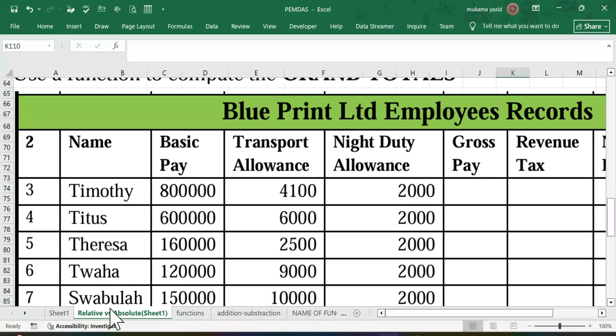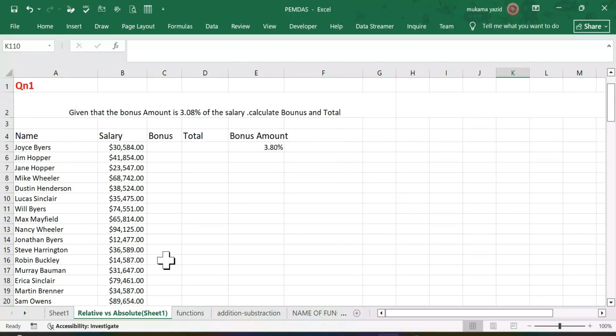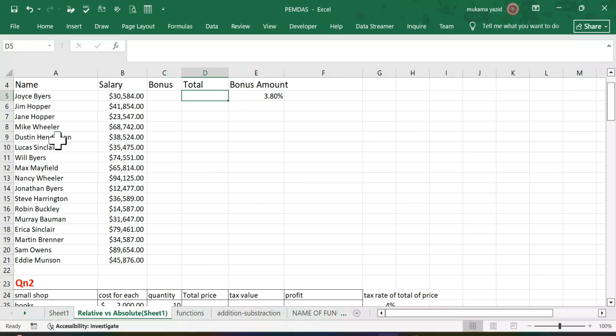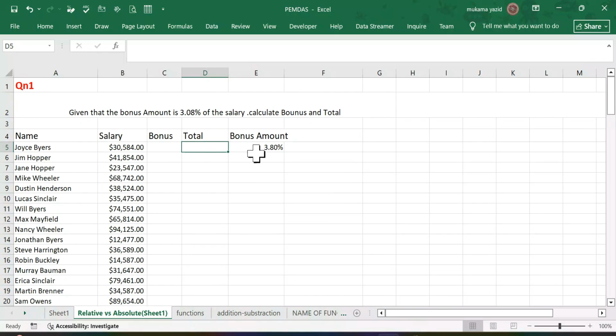Let us go to the next sheet, which is called relative versus absolute. Here we're given that the bonus amount is 3.08 of the salary. Calculate the bonus and total. This is the table: name, salary, bonus amount. We already have the salary here, so we first calculate the bonus.